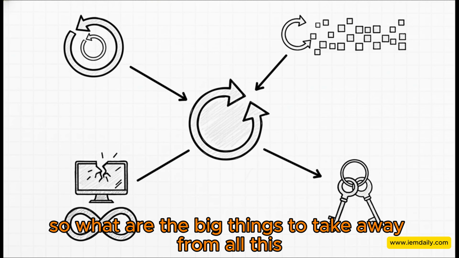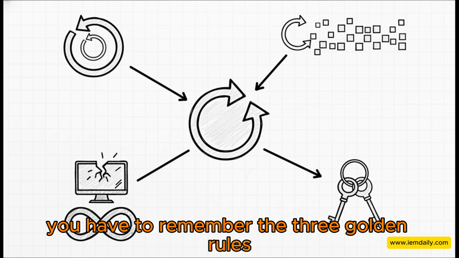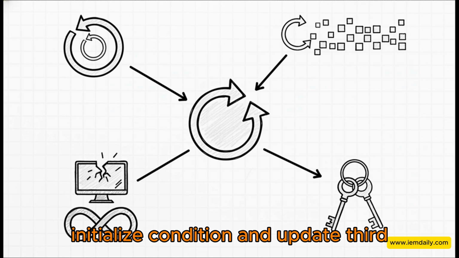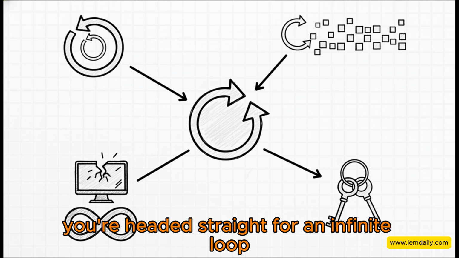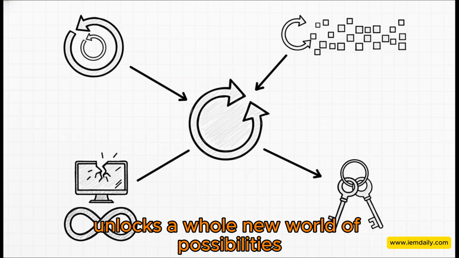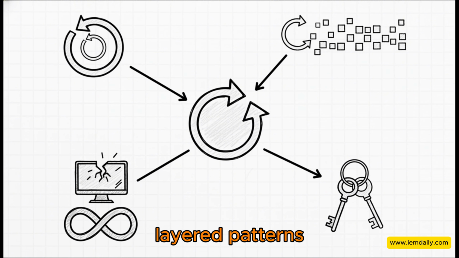So, what are the big things to take away from all this? First, while loops are your best friend for automating repetitive stuff. Second, you have to remember the 3 golden rules: initialize, condition, and update. Third, if you forget that update, you're headed straight for an infinite loop, so be careful. And finally, nesting loops unlocks a whole new world of possibilities, letting you create some really complex, layered patterns.